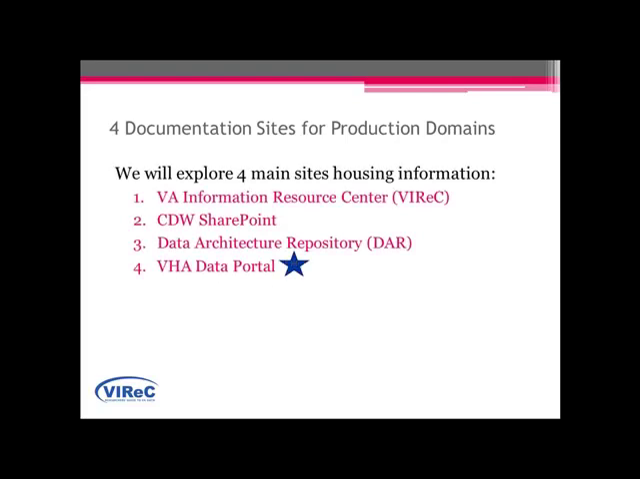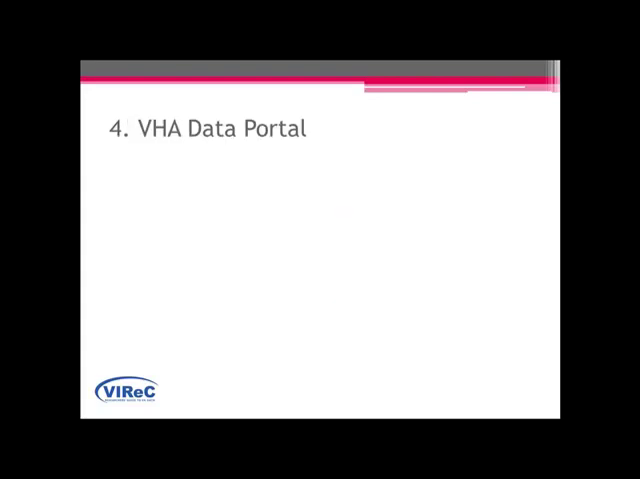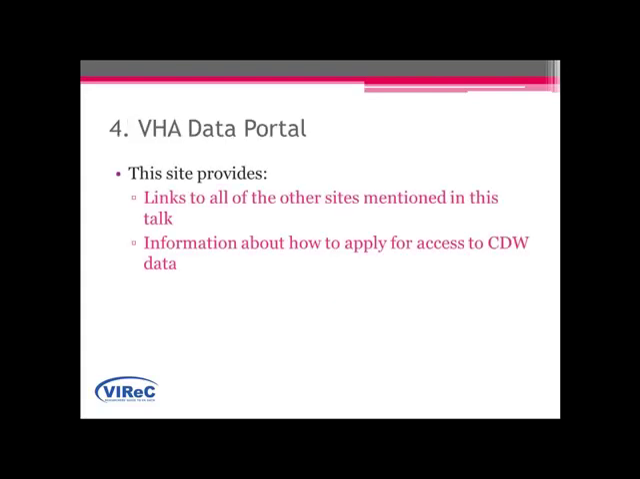Let's move to the fourth and final source of metadata or documentation for production domains, and that's the VHA data portal. This site will provide links to all of the places we've mentioned in this talk, so it's really a great resource for that. And it'll provide information about how to apply for access to CDW data once you know which of these data may be of interest to you and your work.